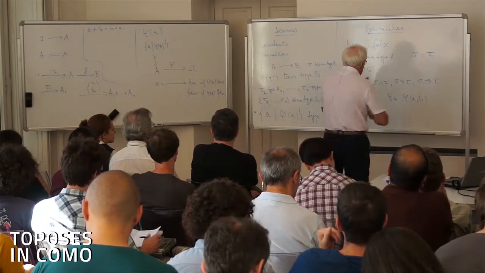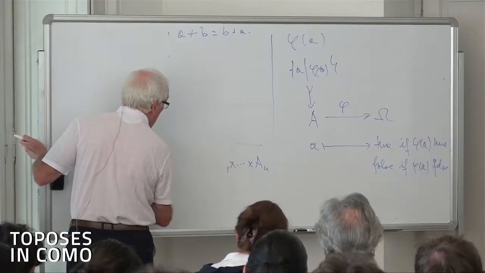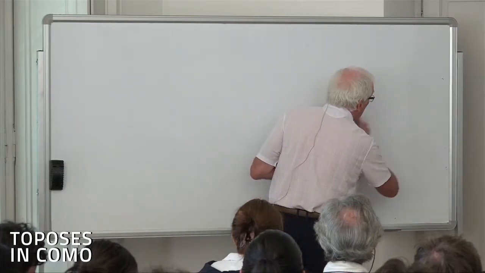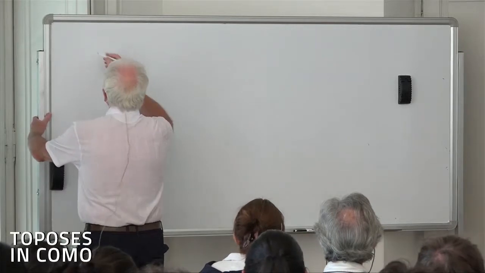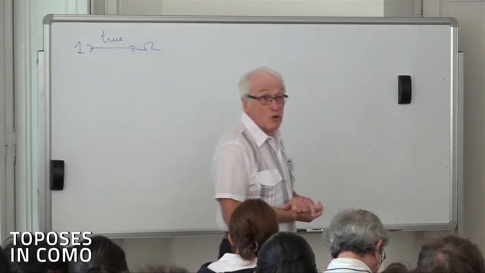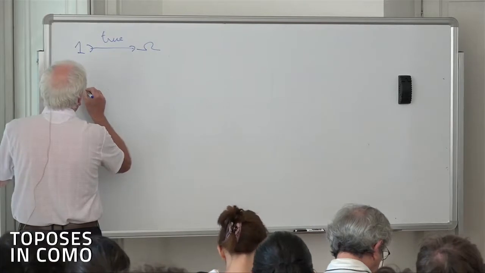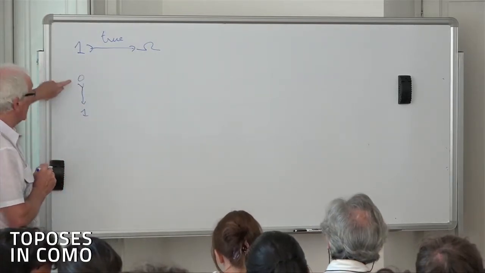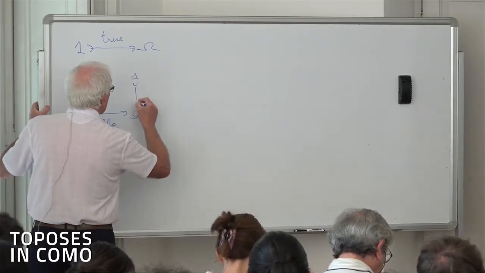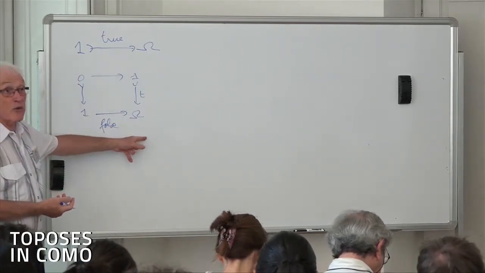Fine. It remains to explain how I interpret the formulae in the topos. And so a formula should be interpreted as a morphism to Omega. Well, true, you know it. We have the subobject classifier, true. False is just, you take the inclusion of the zero object in one, you take its characteristic mapping to Omega, and this is the interpretation of false. False maps everything on false.